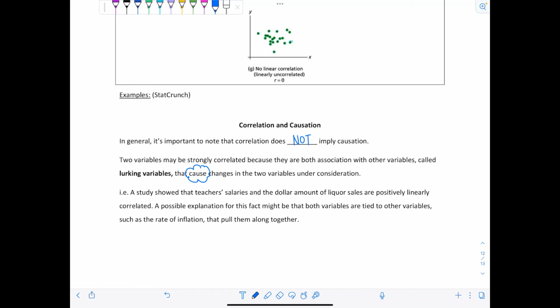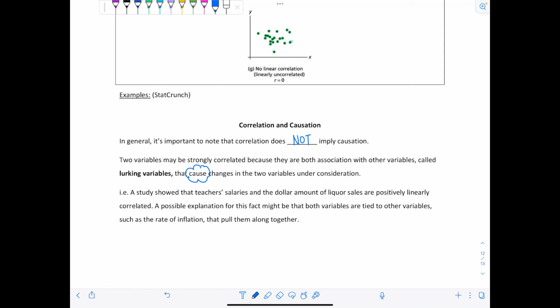A study showed that teachers' salaries and the dollar amount of liquor sales are positively linearly correlated. It doesn't mean, though, that liquor sales going up means teachers' salaries are going to go up, or teacher salaries going up is what's causing liquor sales to go up. A possible explanation for this fact might be that both of the variables are tied to other variables, such as the rate of inflation, that pull them along together.